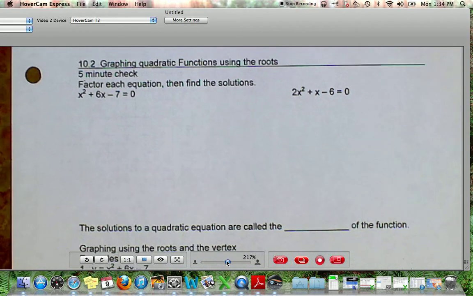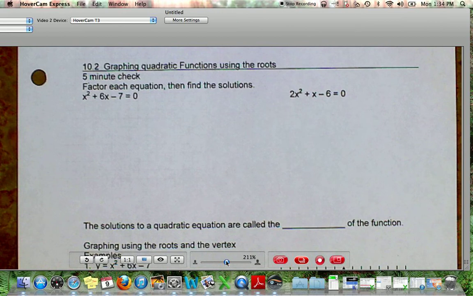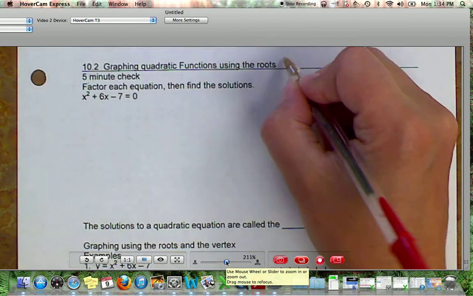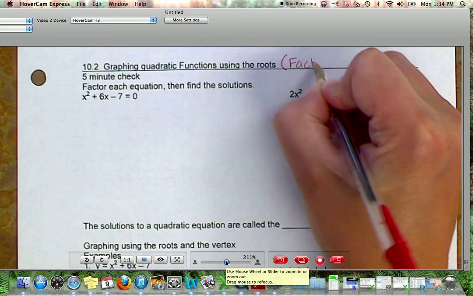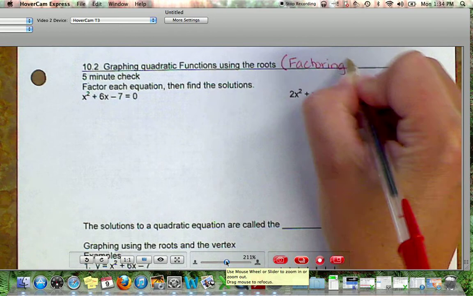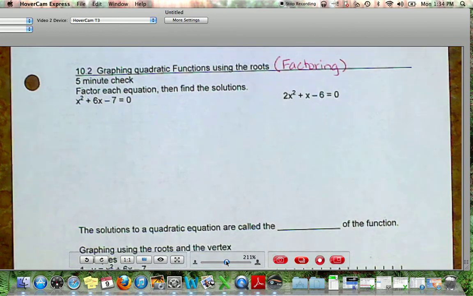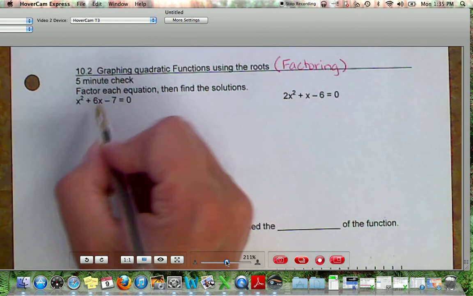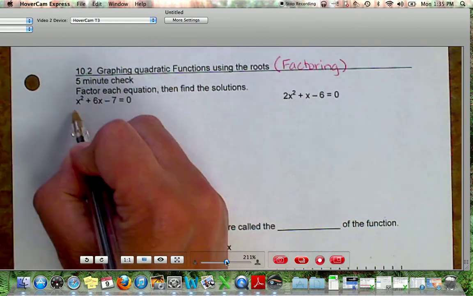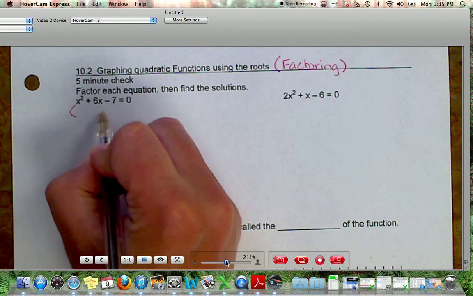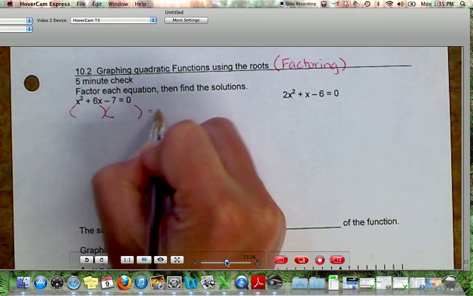10.2 is graphing a quadratic function using the roots. And specifically of the methods, we are going to be factoring today to find the roots. So if we want to go back to factoring, remember we spent the previous chapter factoring. So this is an a equals 1, so it takes one step to factor.